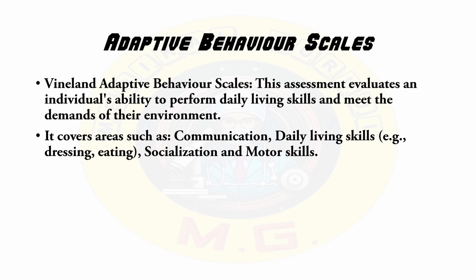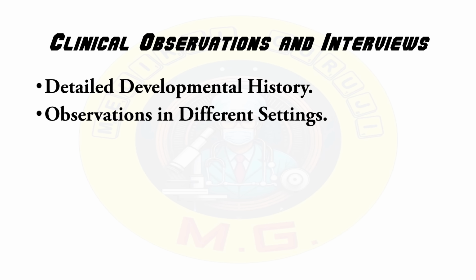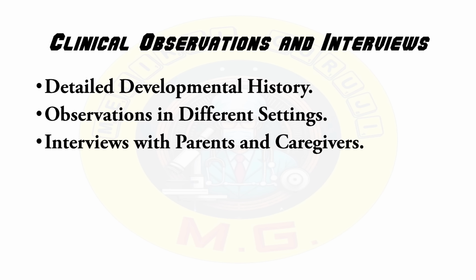A detailed developmental history is gathered about the individual, including developmental milestones, medical history, and any significant life events. The individual's behavior and interaction are observed in various environments such as at home, at school, during play, and when alone. Then insights are obtained from the individual's parents and caregivers.